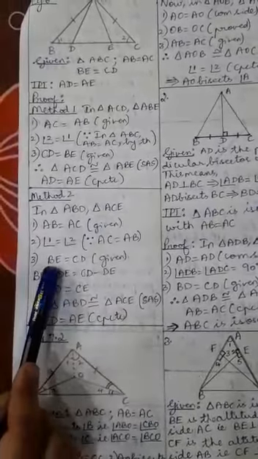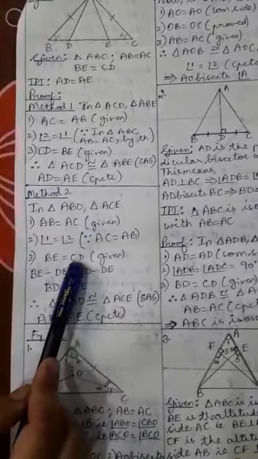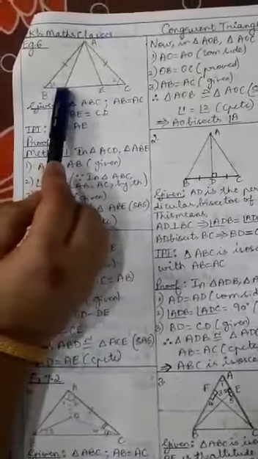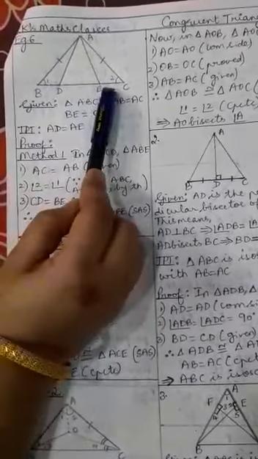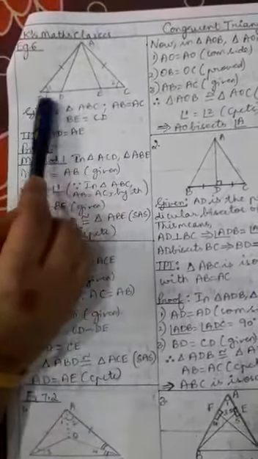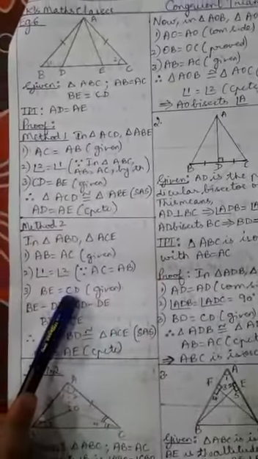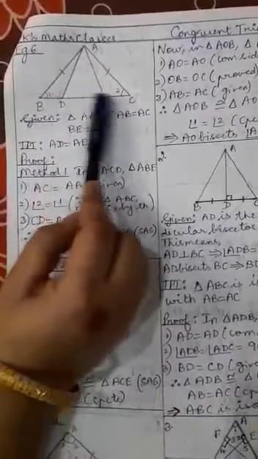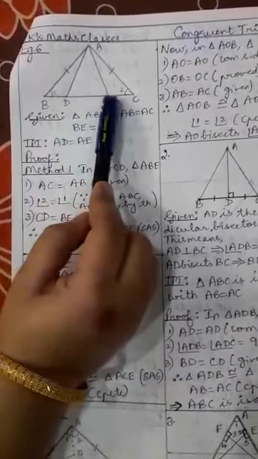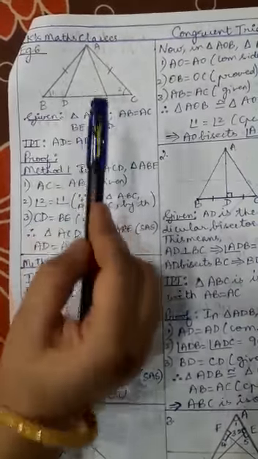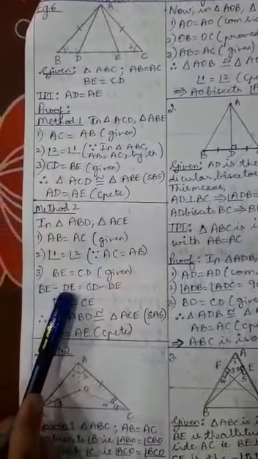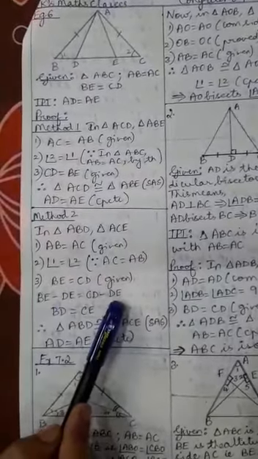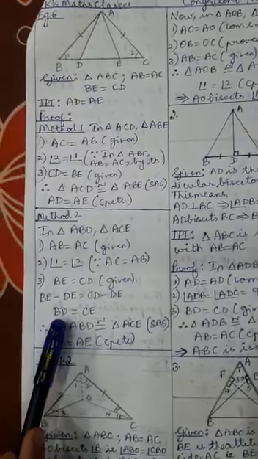So take up the information given, BE is equal to CD. See here, BE. What is BE made up of? BE is made up of BD and DE. BD plus DE. Correct? BE is BD plus DE. And what is CD made up of? CE plus ED. So this ED is common to both. So let's subtract ED or DE from both the sides.